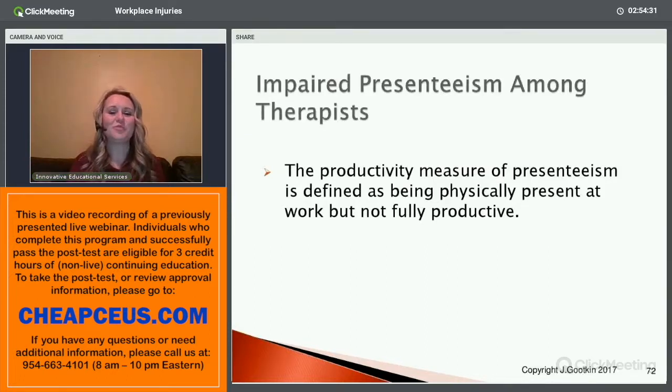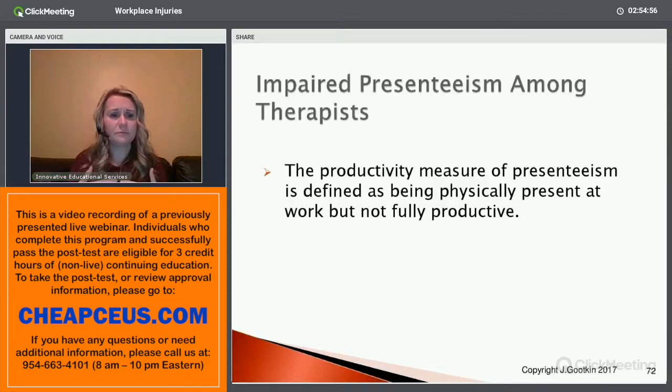We have something called presenteeism, which means we are at work and we think we're doing the best job that we can. We are physically there, but we are not 100% productive all the time. If we have musculoskeletal pain, often it is going to contribute to the fact that we're somehow limited. We may not even realize it, but we are.